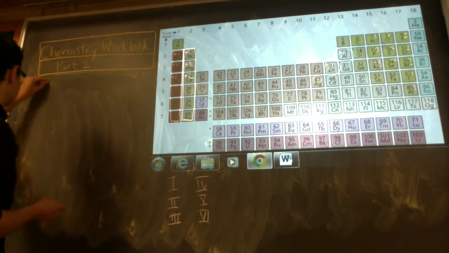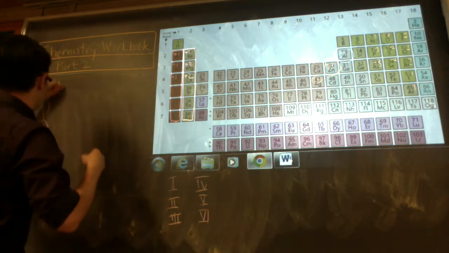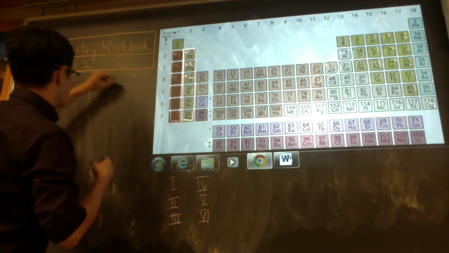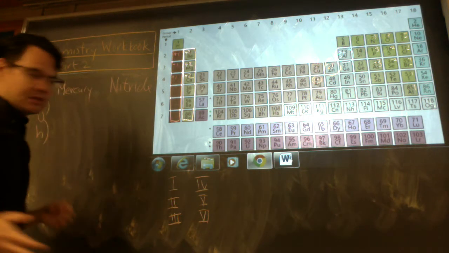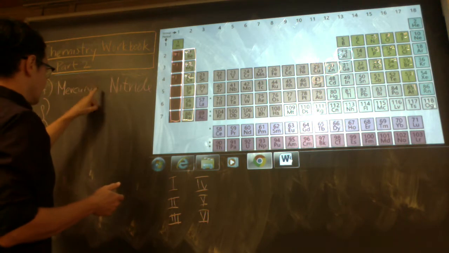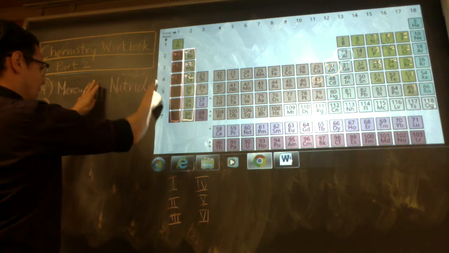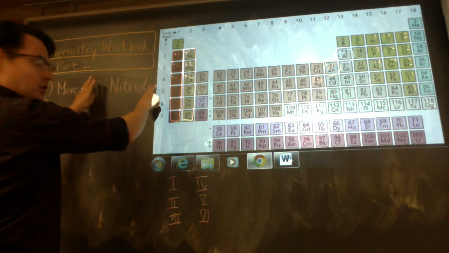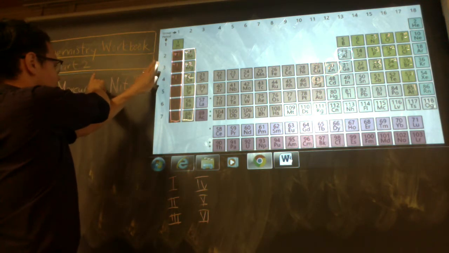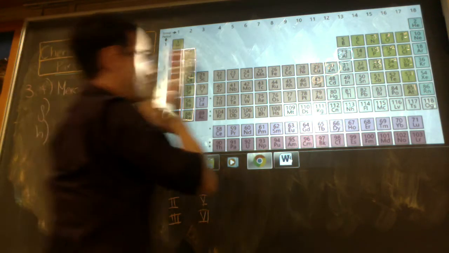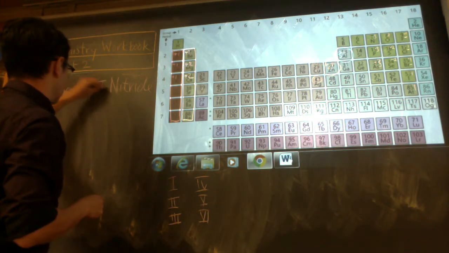Hg3N. Mercury is Hg. Nitride. Hg3N. Mercury 3, N1. Hg3, N1. Hg3N. So the 3 goes over here, and the 1 goes over here. If nitrogen is 3 minus, then mercury is 1. Nitrogen is 3 minus, so mercury is 1. Mercury 1 nitride.